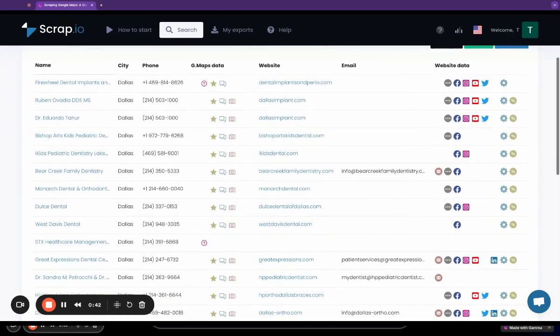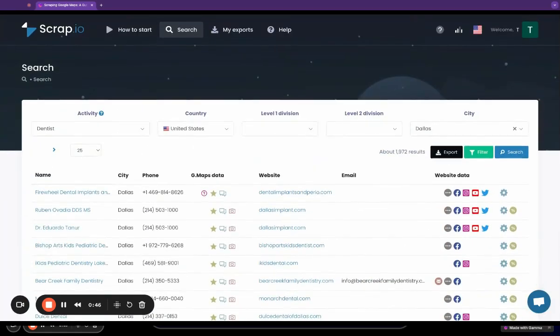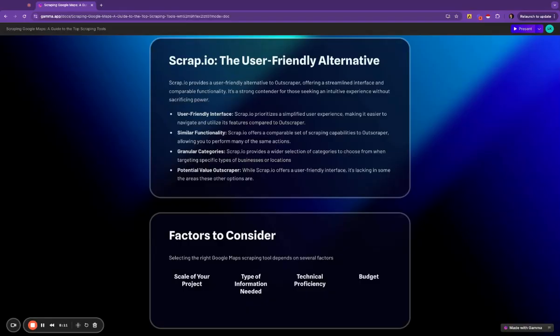So yeah, those are the main things to consider here. One is the scale of your project. Clay probably being the smallest scale. I think they limit you at like 1,000 records, maybe higher for a higher tier plan. And then Scrap.io, the best middle ground solution for scale, and then Outscraper for any big scale projects that you're undertaking.